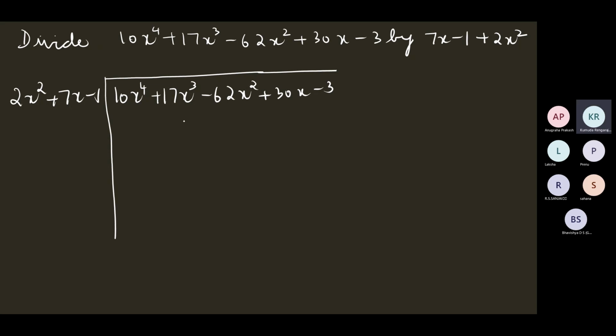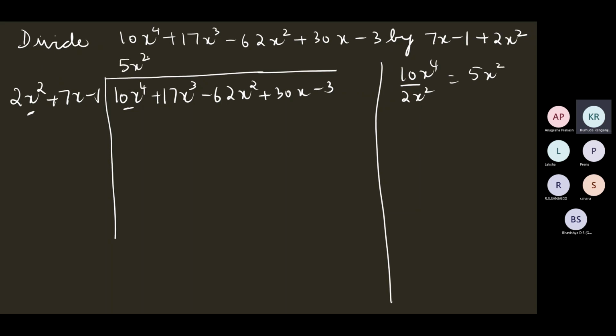So arranging the terms in the divisor and dividend in the decreasing order of the powers of the variable is the most important step. Then after that, use a rough column. Take up the first term of the dividend, 10x to the power 4. Divide that by the first term of the divisor, 2x squared. What do we get? 5x squared. That is the first term in the quotient.